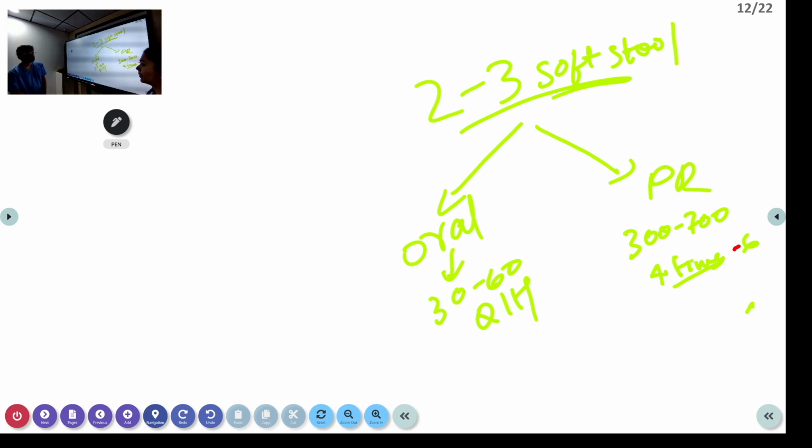Then what else? We can give injection Perinorm, which is a prokinetic agent, and the basic content is metoclopramide. What is the contraindication for Perinorm? Renal failure. Okay. Then we can give other things like rifaximin. What is the dose of rifaximin? 400 mg TID. That also has a role in detoxifying the ammonia.